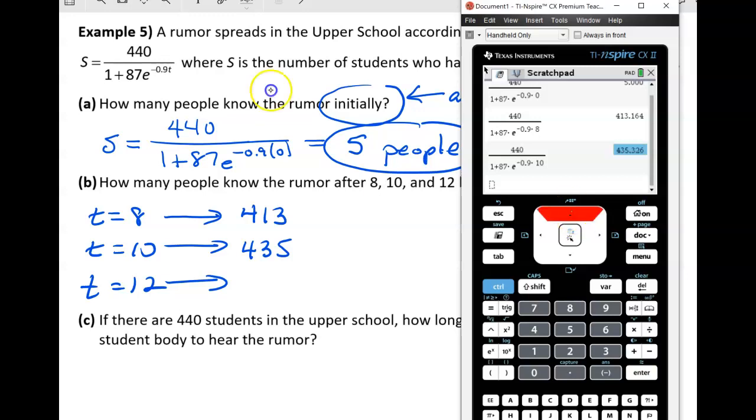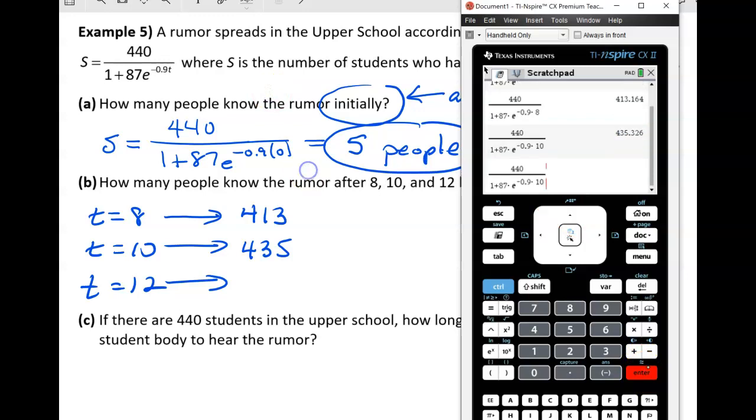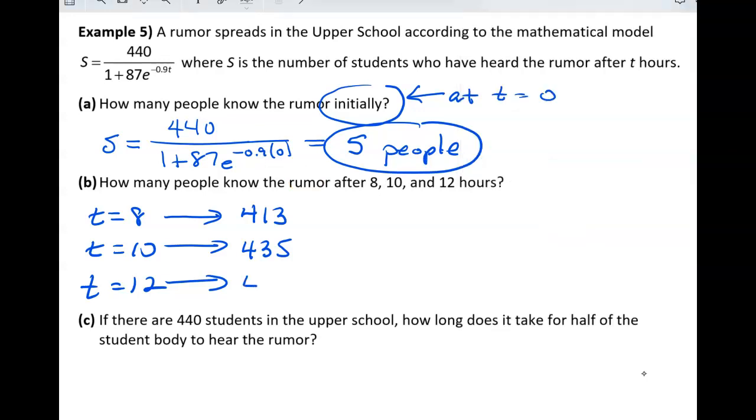Let's check out what's happening at t equals 12, because by then, hopefully most of the upper school knows this rumor. And 439 people know. I guess that 440th person is, I don't know what's happening with that person. You can use your imagination.